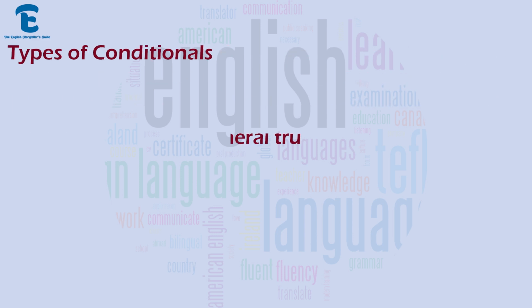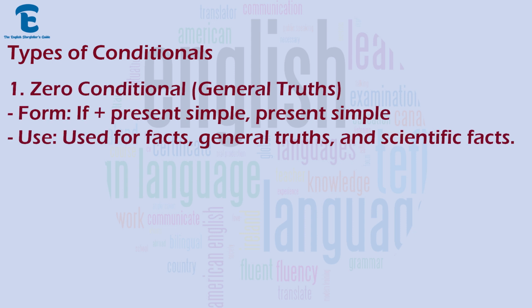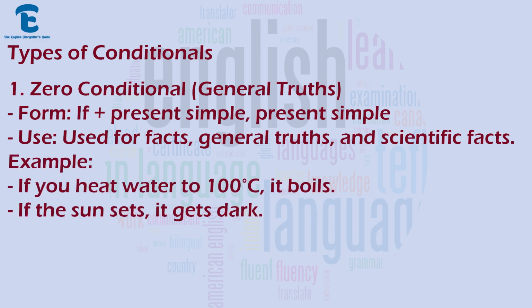Types of conditionals. One. Zero conditional, general truths. Form: if plus present simple. Use: used for facts, general truths, and scientific facts. Example: if you heat water to 100 degrees Celsius, it boils. If the sun sets, it gets dark.